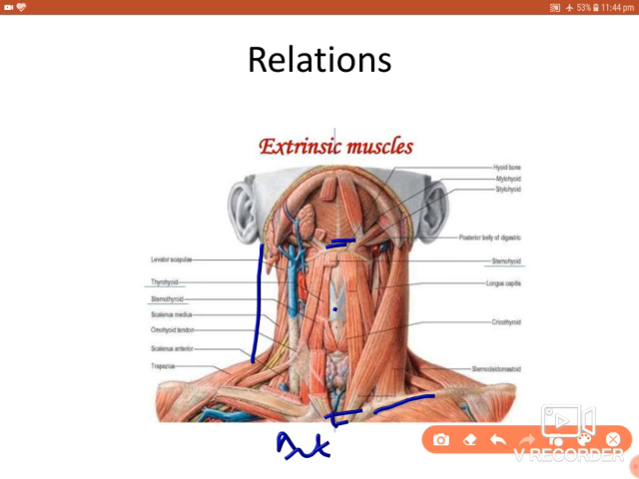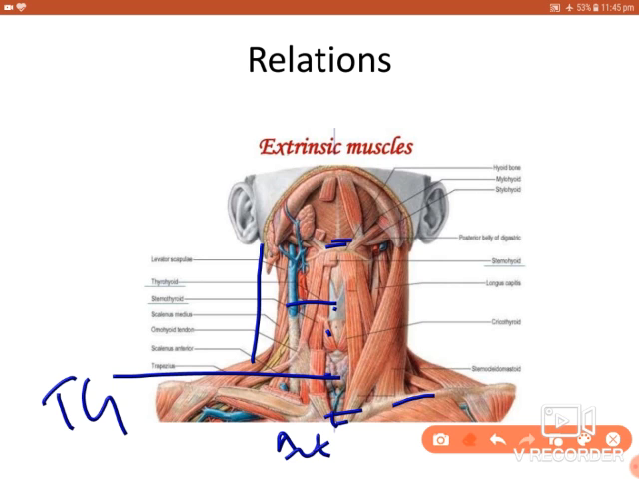Here you can see this is the thyroid cartilage. This is the cricothyroid muscle. See, this is the thyroid gland. So anterolaterally to this thyroid gland, it's related to muscles attached to this hyoid bone. These are the infrahyoid muscles.